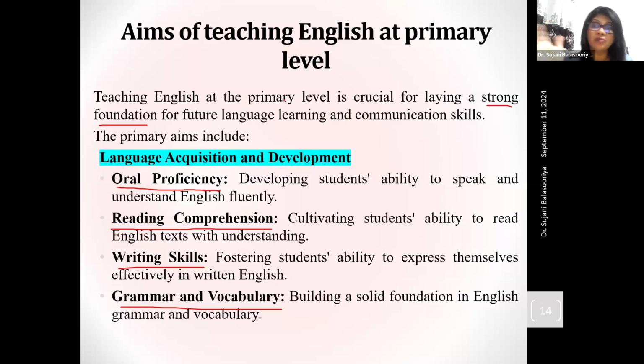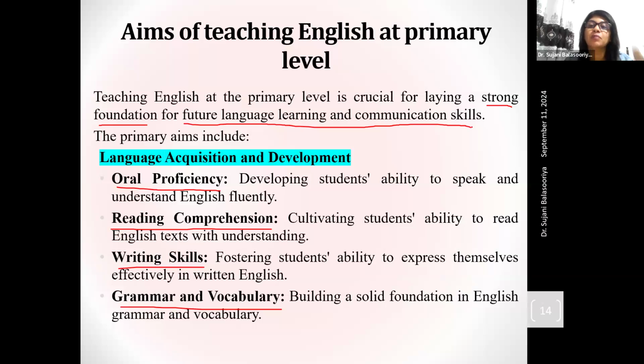Or 2+ years. You can't expect that child to have a very good proficient level in the English language, but still teaching English at primary level is important, useful due to this reason, because it lays a strong foundation, right? For what? For future language learning and communication skills. So by grade 5, the learning process of the child does not end actually. That is where the proper learning process starts from grade 6 onwards.